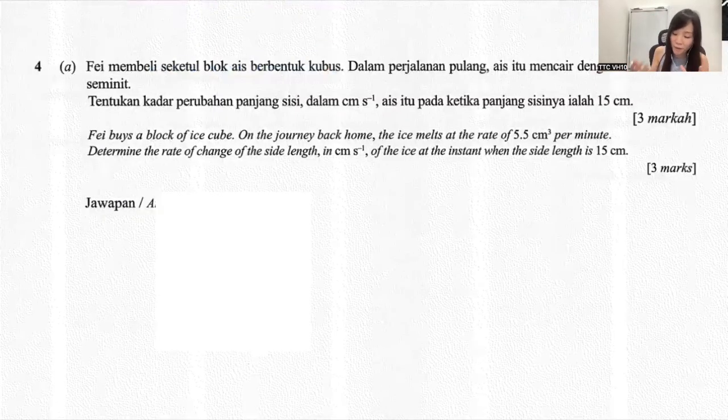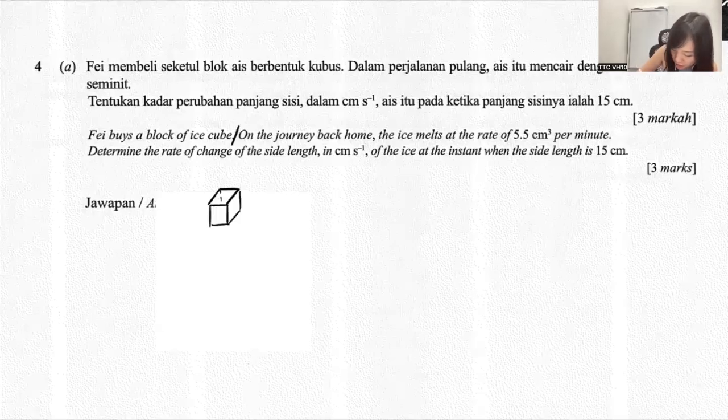A. Faye buys a block of ice cube. You know what is cube, right? Cube is a 3D shape. Ice cube is a 3D square. Cuboid is a 3D rectangle. Okay, my dear? So this is a 3D cube. So they say, on the journey back home, the ice will melt. So the ice melts at the rate of this. My dear, you read until here, you should already know which chapter. If you don't know, that means you're basic.